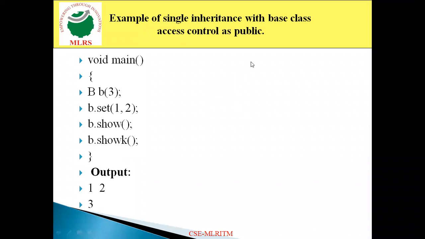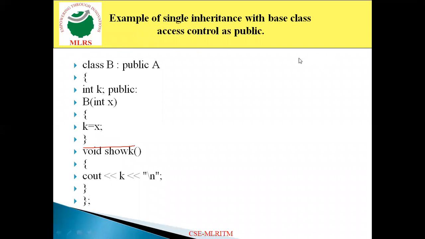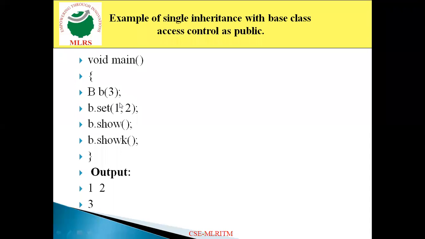Then B dot showK. B dot showK indicates it is going to execute the showK function which is there in the derived class, which is used to print the K value. So likewise, you print the I value, J value and K value on the output screen, like 1, 2 and 3. This is the way we work with single inheritance, deriving a new class in public mode.